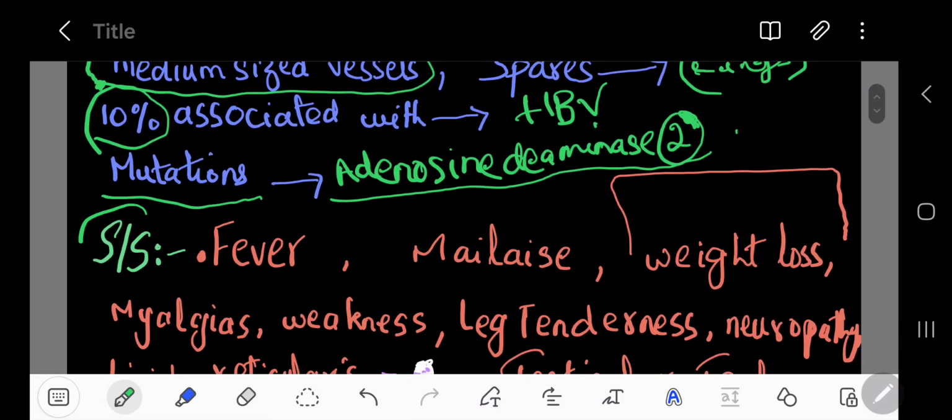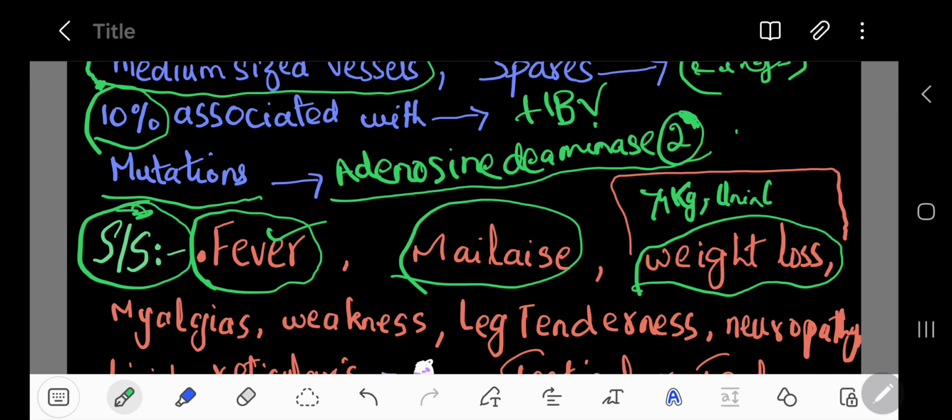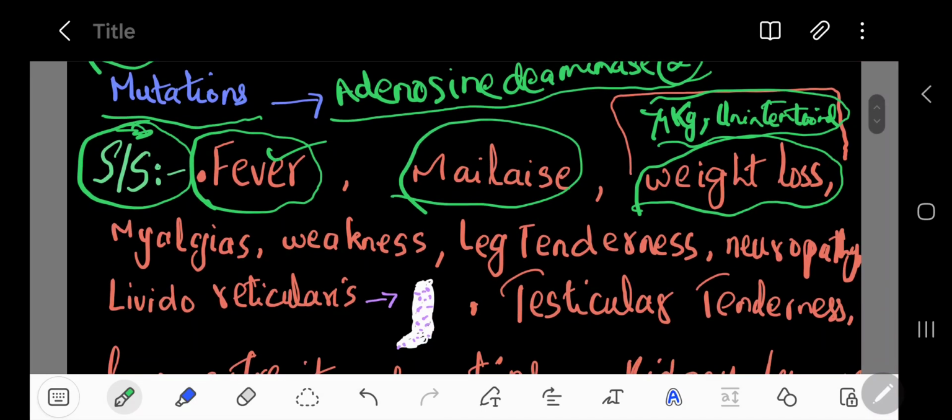What are the signs and symptoms related to this condition? As it is a systemic condition, fever, malaise and weight loss are observed in this disease. Weight loss of more than 4 kilograms, and it is unintentional. That is, it is not related to diet or other things. Then it is unintentional weight loss that is seen in polyarteritis nodosa.